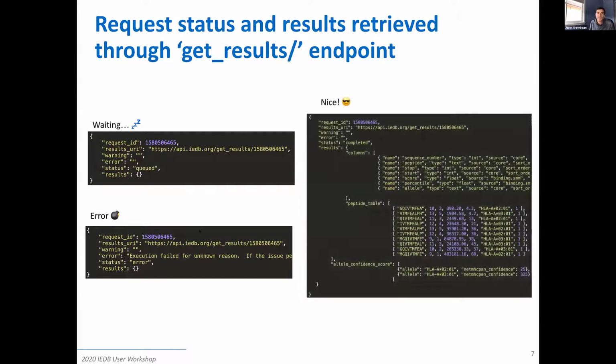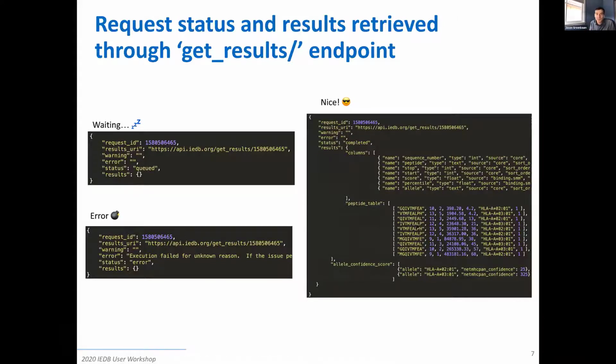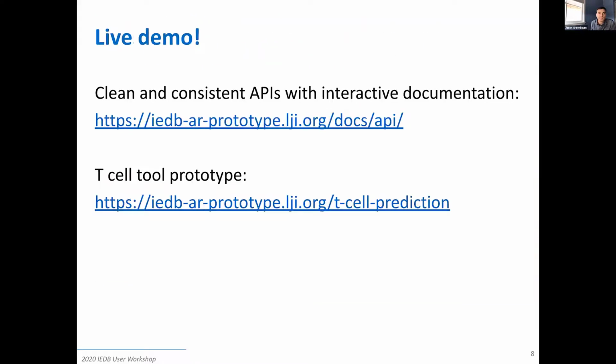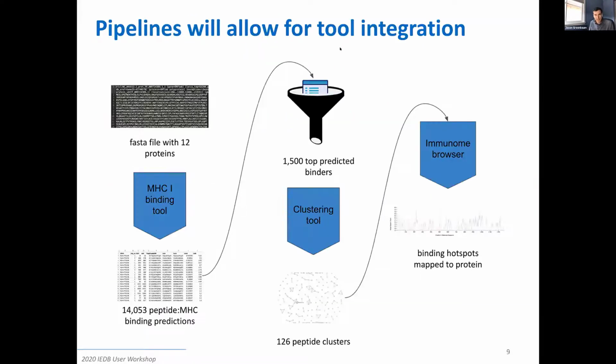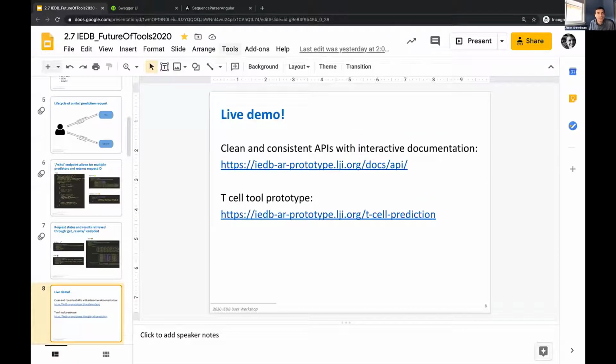But hopefully you'll get something more like this, where this shows a completed request. So again, the same fields up top with the URI, and now it says status completed. Then we have our results returned in a JSON format. We're not married to this exact format just yet, but it will be something like this. And we will be providing options also for different return formats as well. All right, so now we get to the fun part.